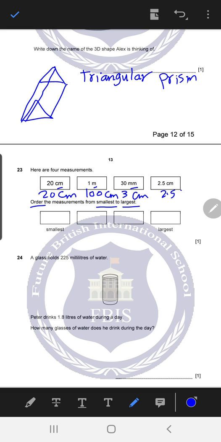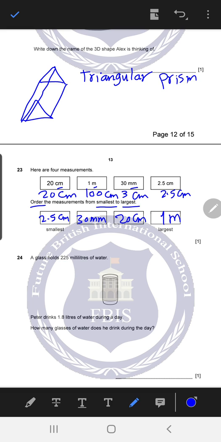And this one will be the same. So the smallest is 2.5 centi. Then it's 3 centi, which is 30 milli. Then 20 centi. Then at last 100 meter.